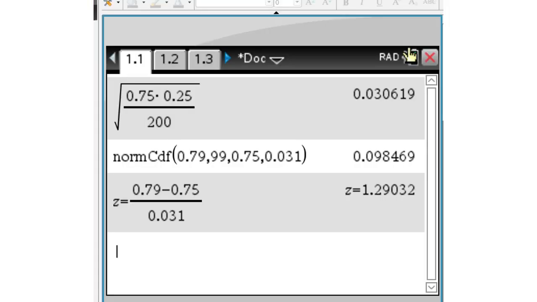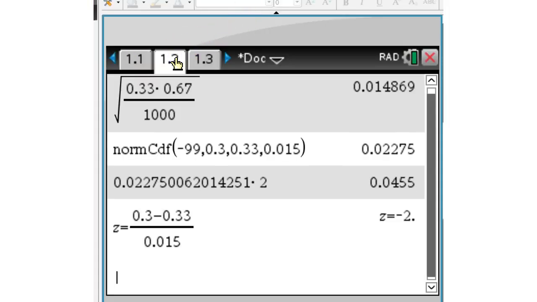And here's my calculation for this problem. So there's my standard deviation calculation, my normal CDF calculation for the lower tail, doubling it. And then there's my z-score calculation.